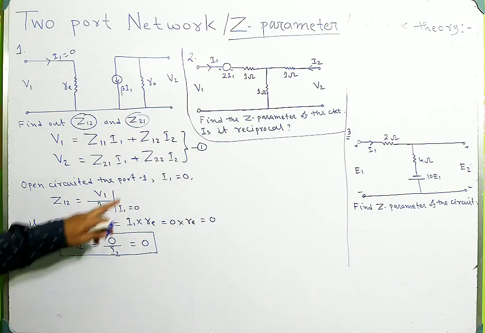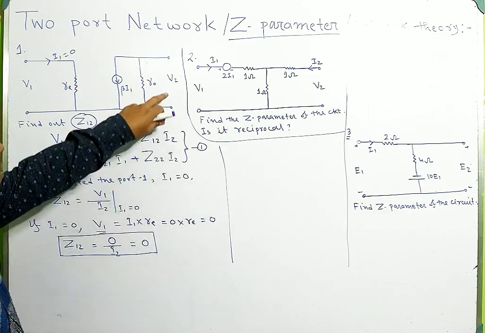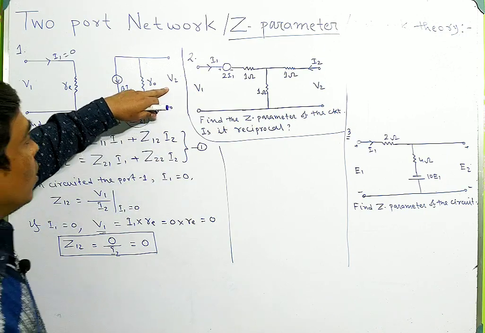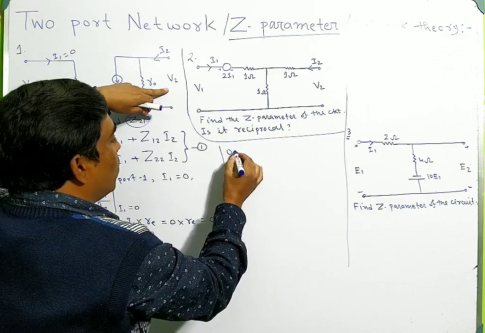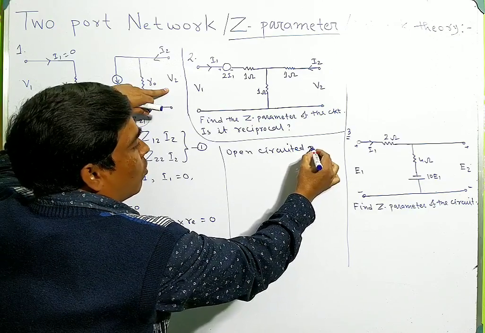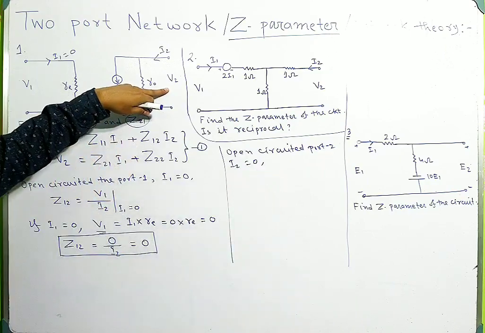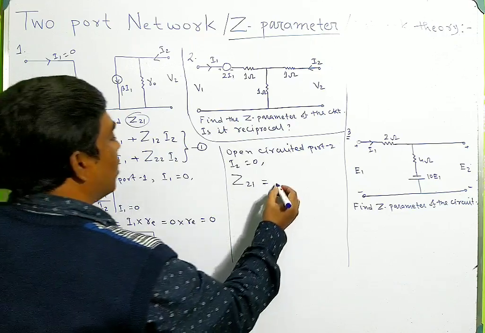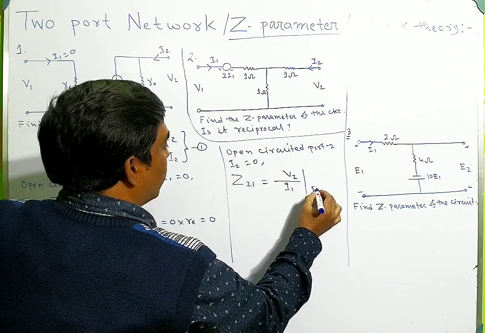Now you have to find Z21. In this case, you have to open circuit this terminal. If you open circuit this terminal, that means port 2 is open circuited, that means I2 equals 0. Then Z21 is given by V2 divided by I1 when I2 is 0.